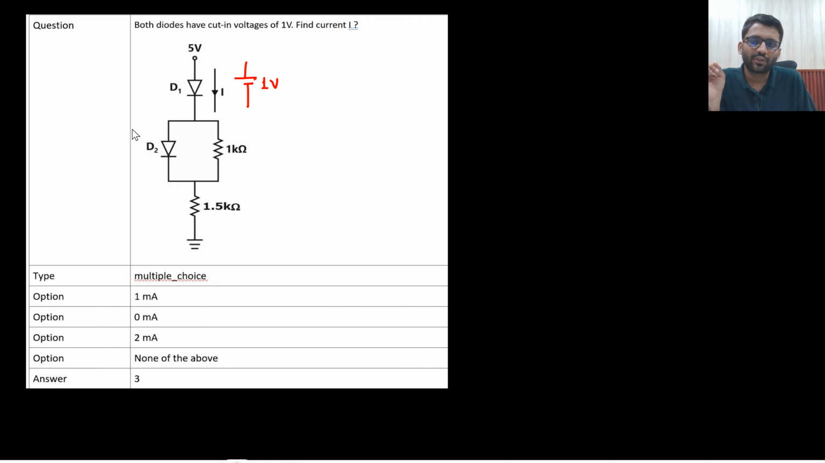So this will give the voltage drop of 1 volt, and this will also give the voltage drop of 1 volt. So 5 minus 1, 4, 4 minus 1, 3. So here we will have it 3 volt. So 3 by 1.5, basically this will be 2 milliampere current.